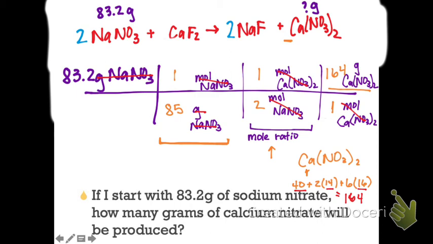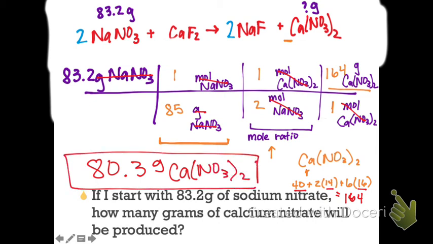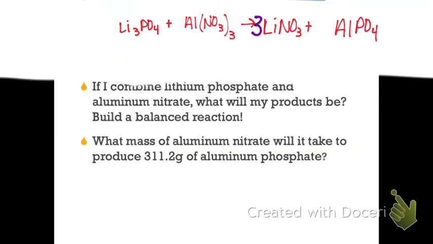I got 80.3 grams of calcium nitrate. When it asks me about mass, what does that mean my units are going to be? Grams. I'm really going to grams.